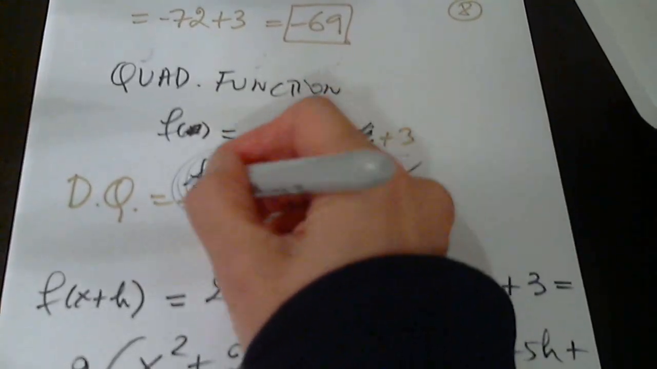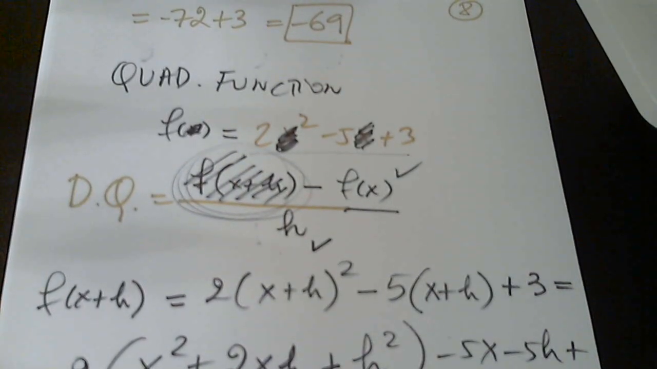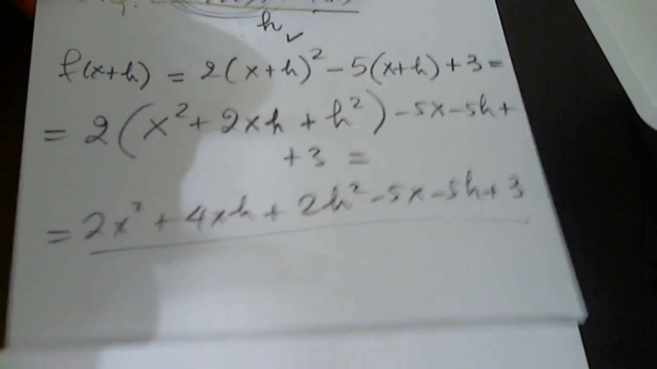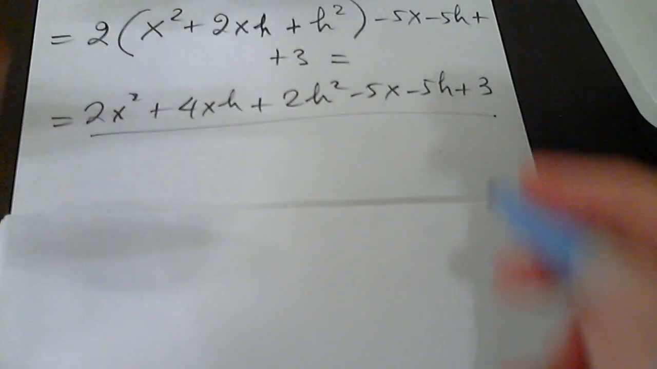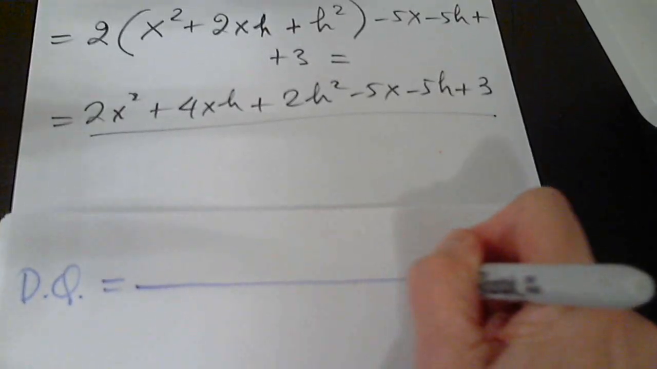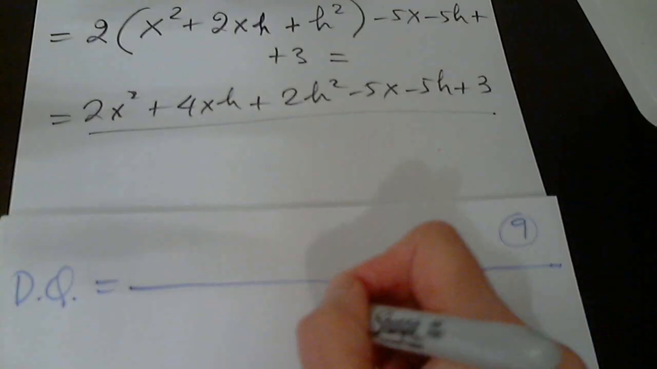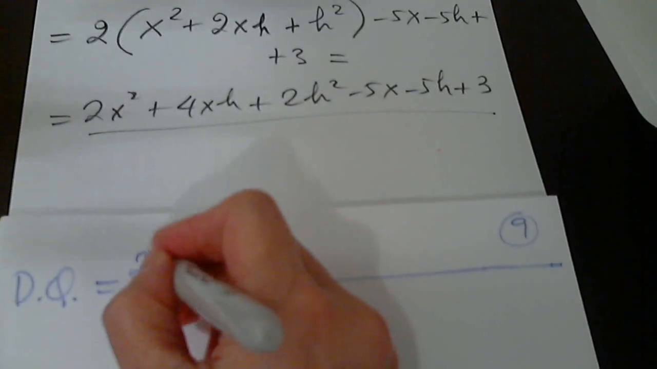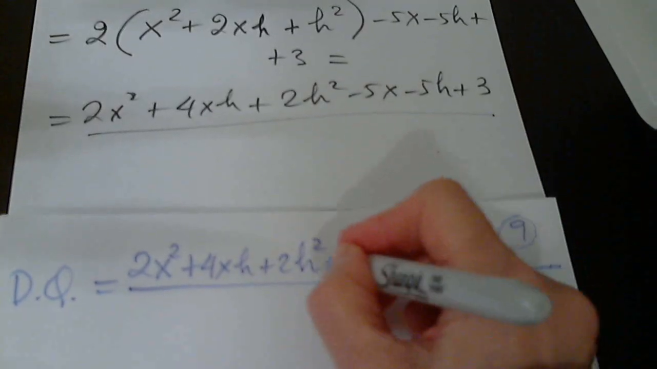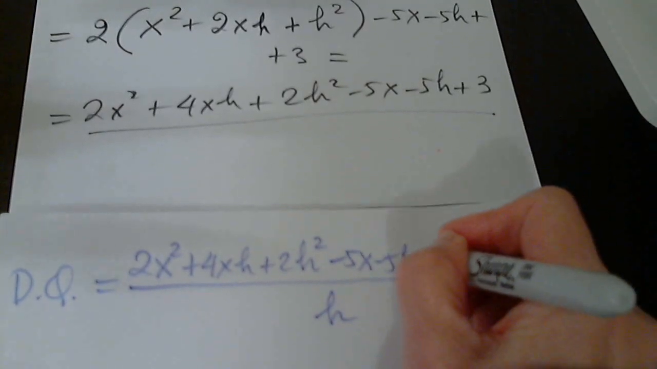All this is this piece. Just that piece alone. Now I can put everything together and write the whole thing from the beginning. So let's do just that. The difference quotient for this function. Watch me run out of room. I always do. So 2x squared plus 4xh plus 2h squared minus 5x minus 5h plus 3.